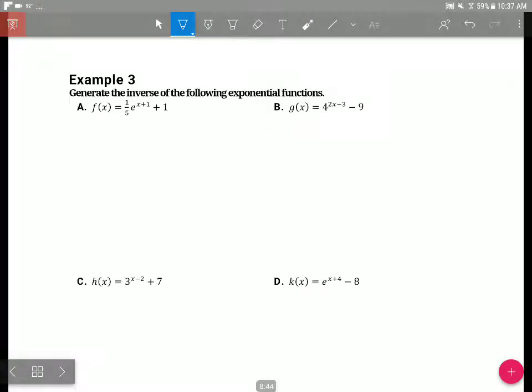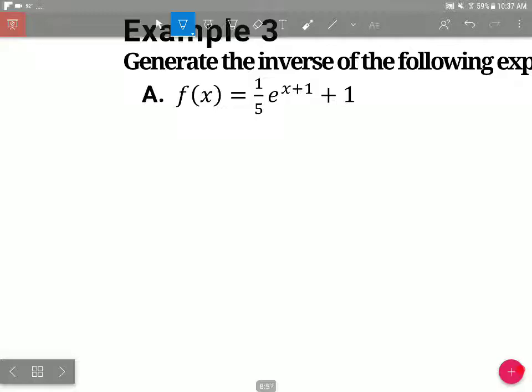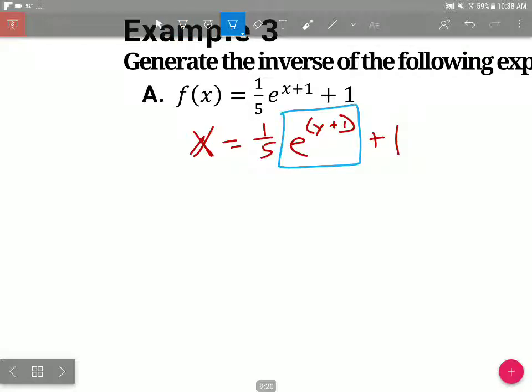All right, so here's how we're actually going to use these. It says generate the inverse of the following exponential functions. For an inverse, what's the first thing you always do? Switch your x and y. So I'm going to start off x equals 1/5 e to the, and I'm going to put the exponent in parentheses, (y plus 1) plus 1. That way, it's just easier for me to see, because I need you to be able to see this piece right here, kind of like you saw x plus 1 cubed in the last section. That's the piece you got to whittle down to.